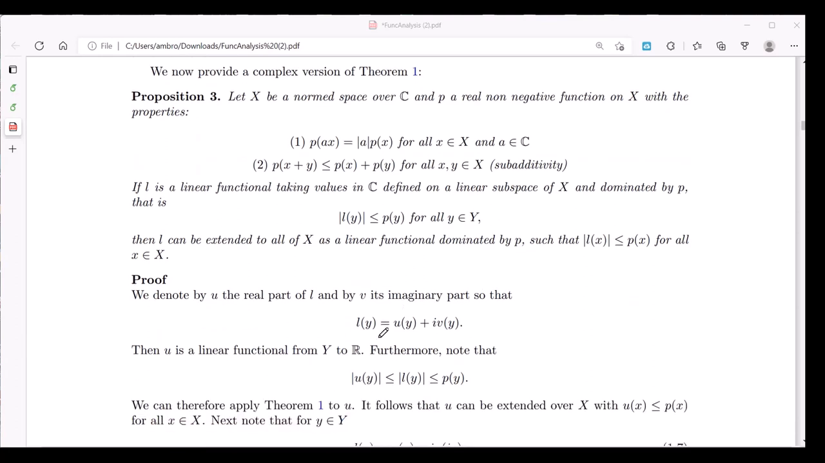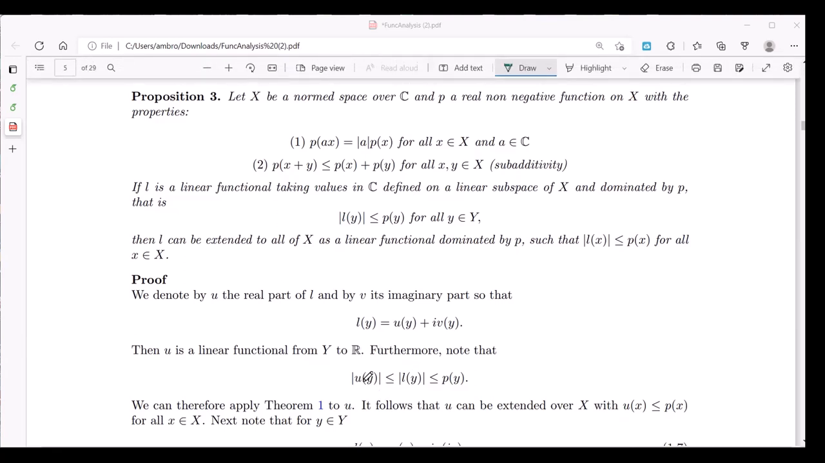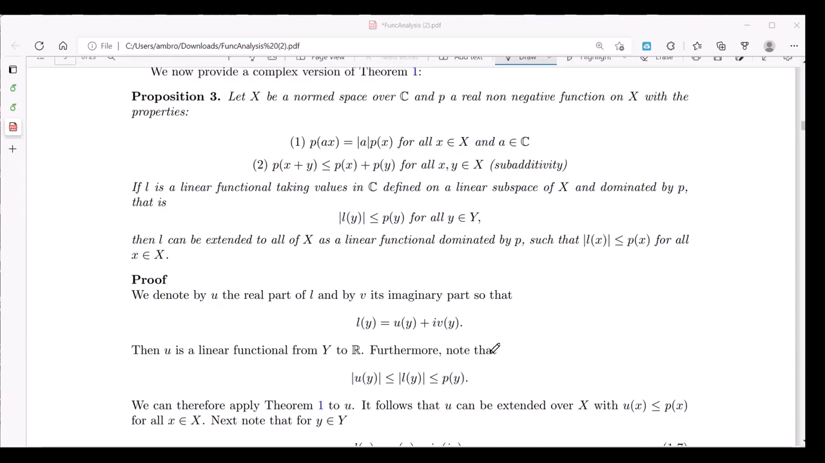Next, of course, the modulus of U, as a real number, is less than the modulus of L, right? Because the modulus of L is U squared plus V squared, and you take the square root of that. But now, of course, U is less than that. So you got that U is less than the modulus of L, which is less than p by definition of p. But now, U is a linear function defined on Y, and it satisfies the assumptions of theorem one. You can check that.